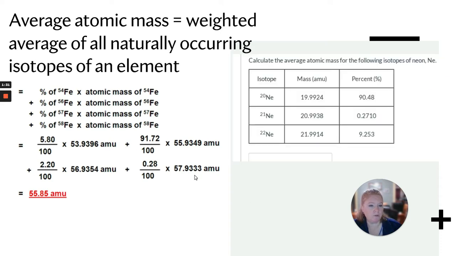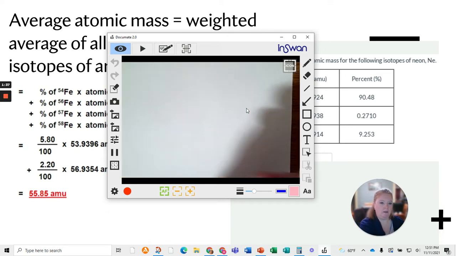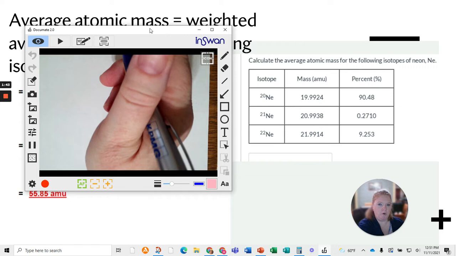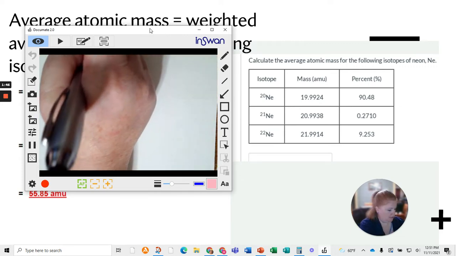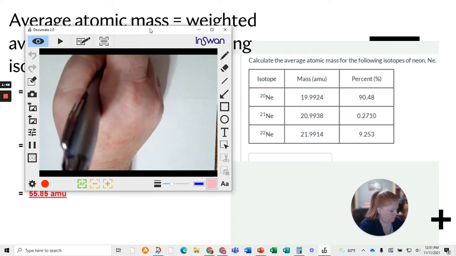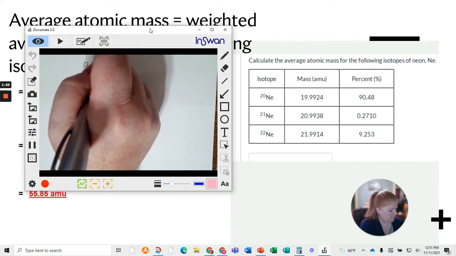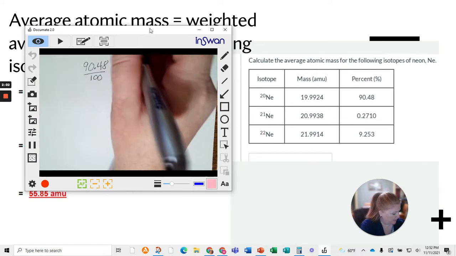So let's work through an example. Okay. So let me get this up so you can see what I'm doing. Let me move this over so I can actually see the numbers. There we go. So my first percent is 90.48. I have to convert that to a decimal, so I divide it by 100. Now I know shorthand, that means I just move the decimal over 2 places. But if you think you're going to do it wrong, use the calculator, divide by 100.